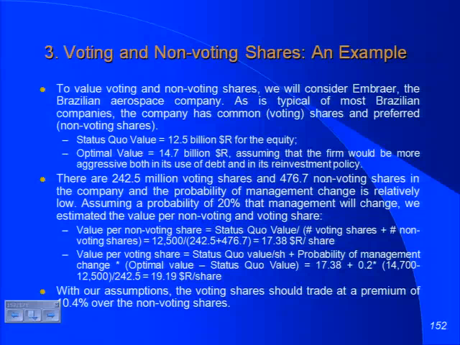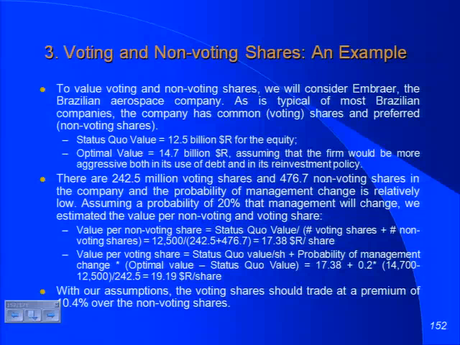To assess the value of the non-voting shares, I'm going to take the 12.5 billion, which is my status quo value, because as non-voting shareholders, you get no share of the optimal value, and divide by the total number of shares outstanding, voting and non-voting. Which means my status quo value, or my non-voting share value, is going to be 17.38 reais per share. To assess the value of the voting shares, here's what I'm going to do. I'm going to take the 17.38 as my base.